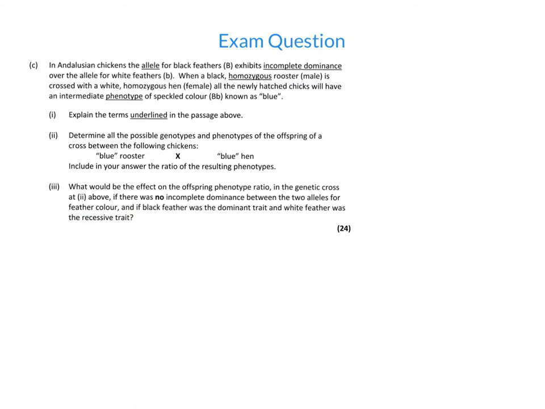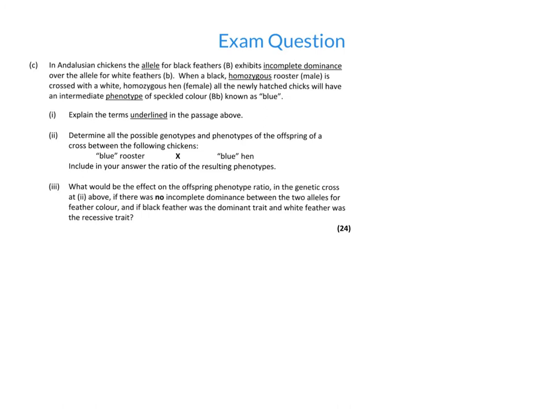So let's have a look at an exam question here then. So in Andalusian chickens, the allele for black feathers, which is capital B, exhibits incomplete dominance or codominance over the allele for white feathers, which is small b. When a black homozygous rooster, which is male, is crossed with a white homozygous hen, which is female, all the newly hatched chicks will have an intermediate phenotype of speckled colour, capital B, small b, known as blue.